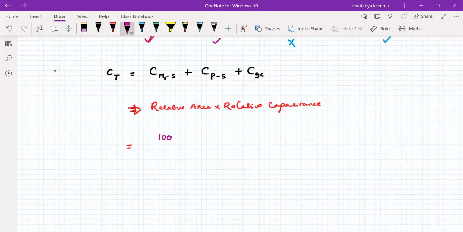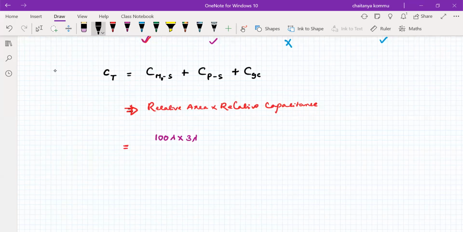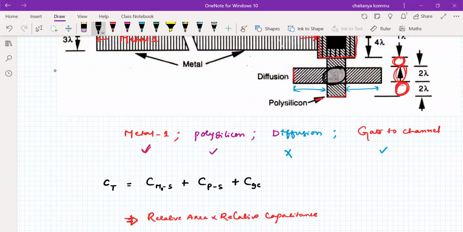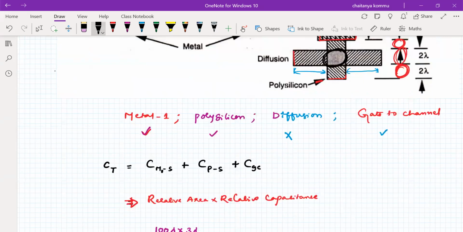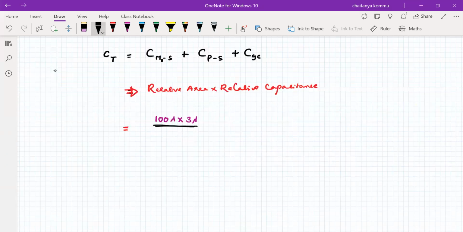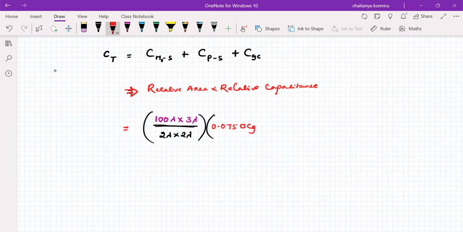100 lambda into 3 lambda divided by, what is the available gate to channel area? So the gate to channel area, this is the one only. So that is 2 lambda by 2 lambda, right? It is multiplied with, what is the relative capacitance? Previously we have seen 0.075 square Cg.